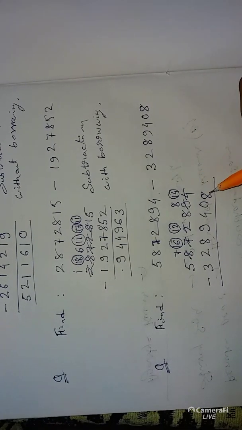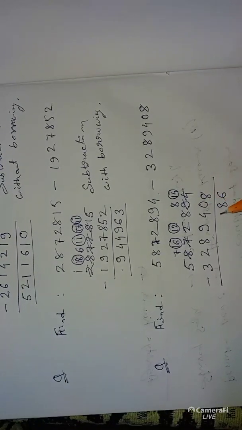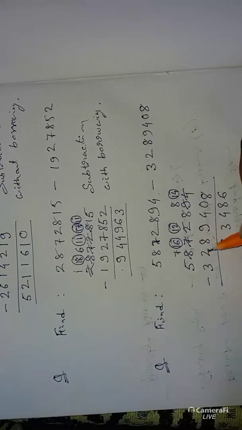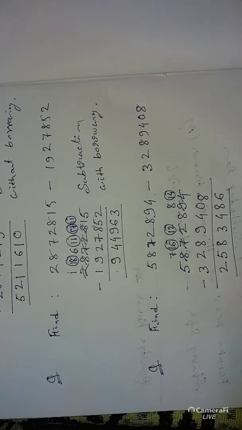Now do the subtraction. 14 minus 8, this is 6, 8 minus 0 is 8, 8 minus 4 is 4, 12 minus 9, this is 3, 16 minus 8 is 8, 7 minus 2 is 5, 5 minus 3 is 2. So this becomes the difference. This is another example of subtraction with borrowing. So these are the subtraction without borrowing and with borrowing.